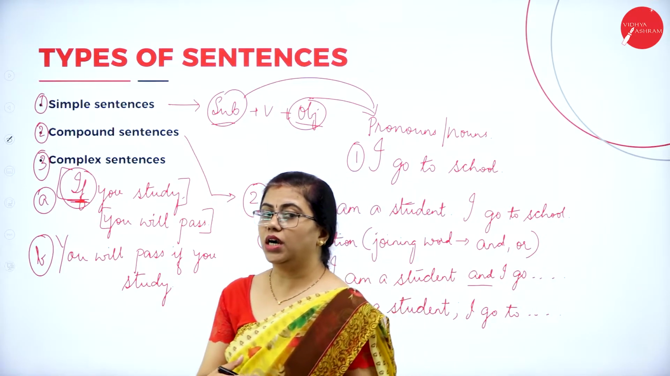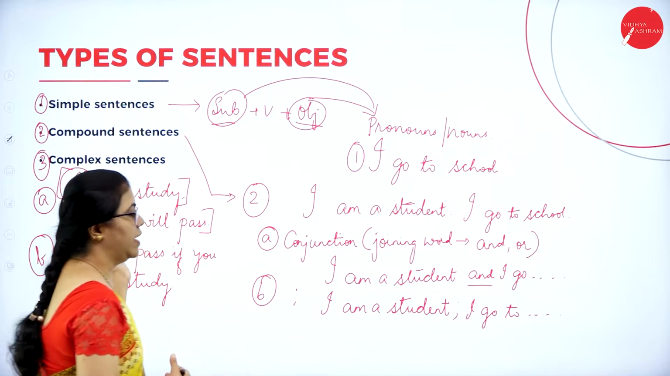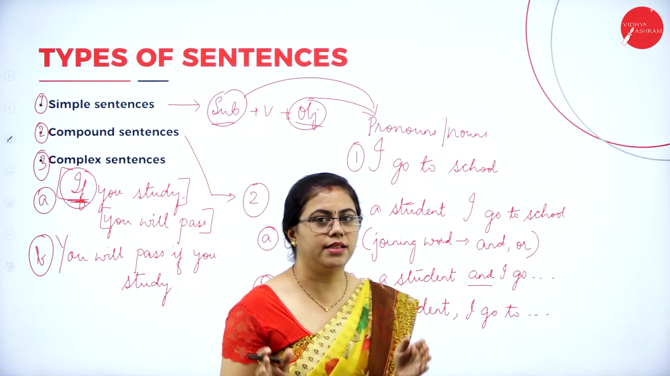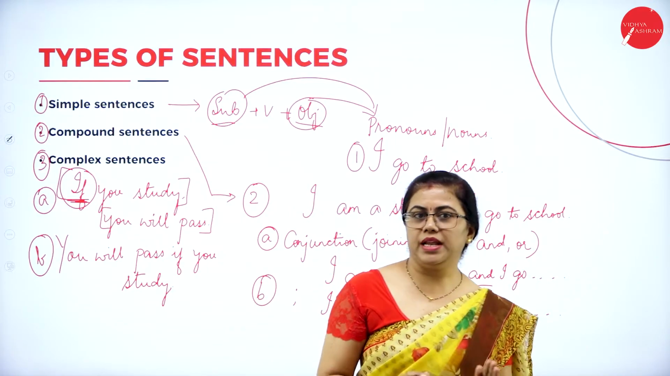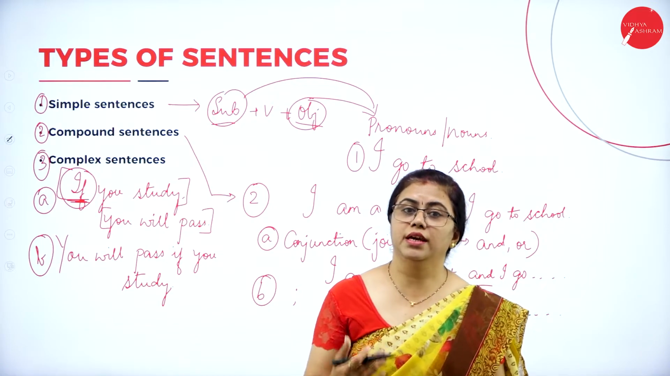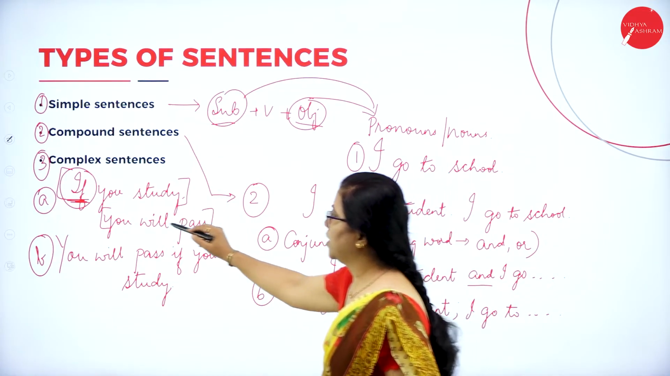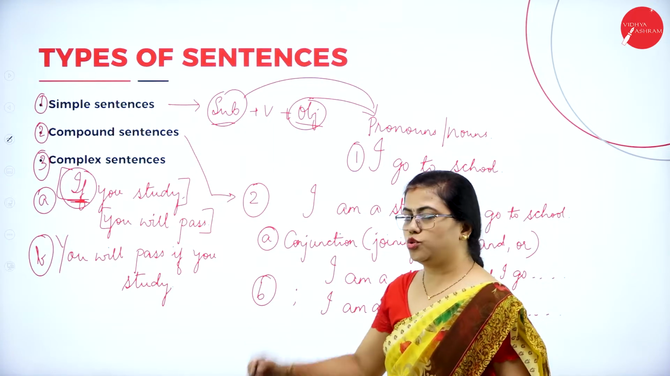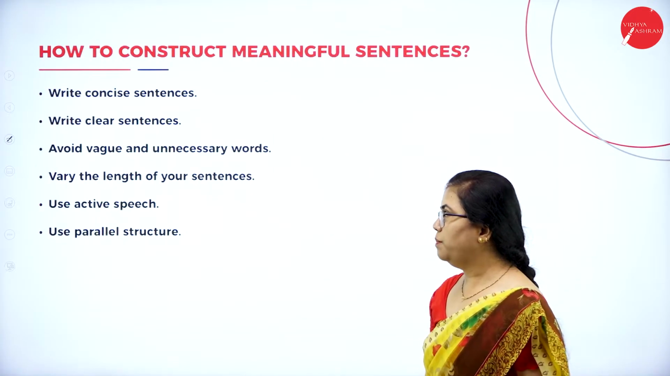Okay, the third one is the complex sentence, wherein you can combine an independent clause with a dependent clause. The part of the sentence that gives you complete meaning is called an independent clause. The part of the sentence that gives you incomplete meaning, that sentence is not complete, that is called a dependent clause. So the combination of these two is called a complex sentence.